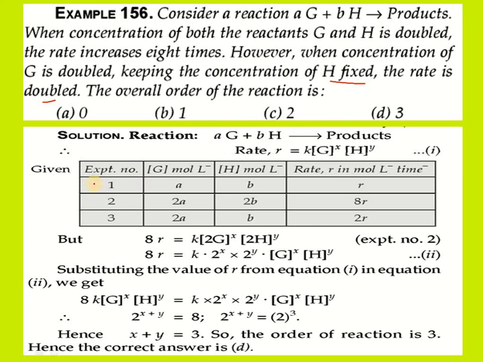See, in this we have to first write the data information from the statements: G concentration, H concentration, and rate, and so on. After writing here, G concentration is A, H concentration is B, and rate is considered as R.